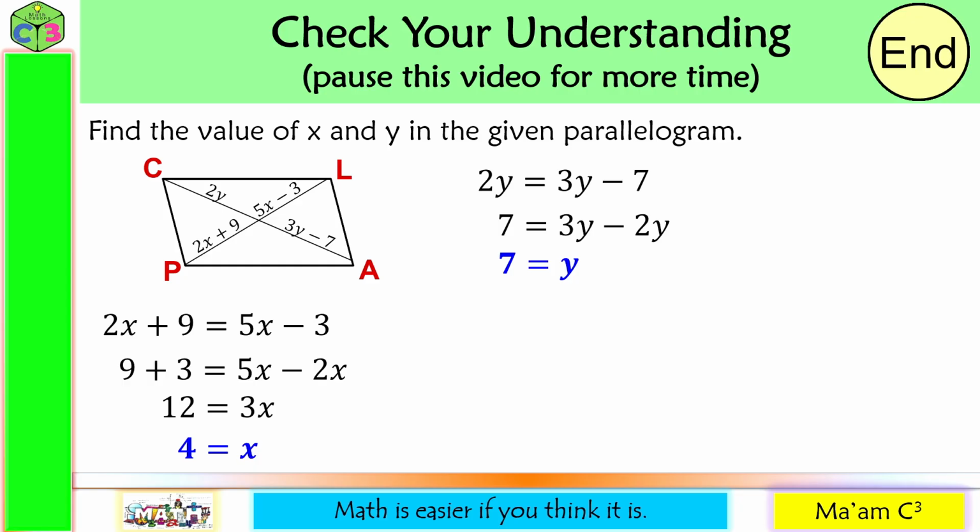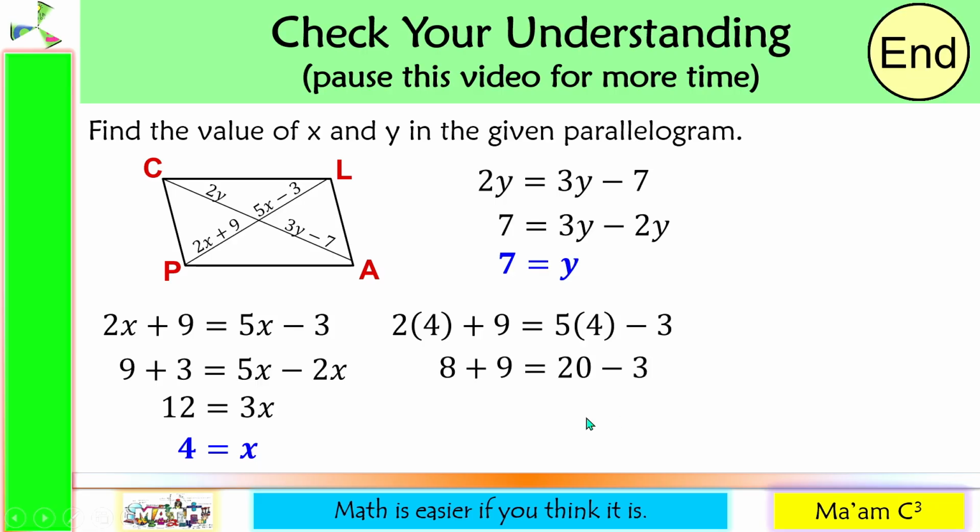Now, let us check if this is correct. Let us substitute 4 in x here. So it will become 2 times 4 plus 9 equals 5 times 4 minus 3. 2 times 4 is 8, while 5 times 4 is 20. 8 plus 9 is 17, and 20 minus 3 is also 17. They are equal. Therefore, our answer, x equals 4, is correct.